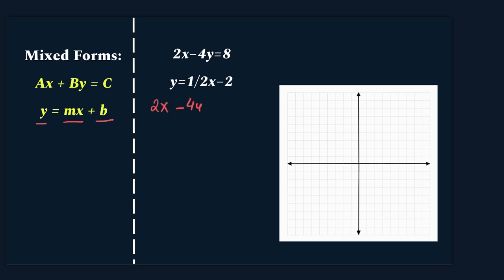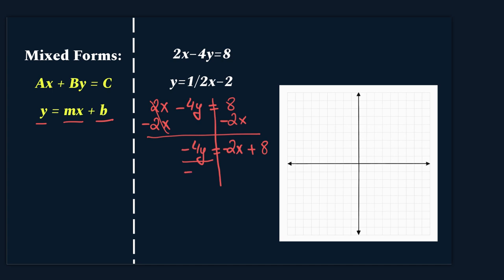2x minus 4y equals 8. So we're going to subtract 2x from both sides. Okay, negative 4y equals negative 2x plus 8. Some of you may think, why didn't I divide 8 by negative 2x? This is a very common error because 8 doesn't have any x, so I cannot divide those two. They're not like terms. Okay, so we're going to divide both sides by negative 4, and we're doing this because we still are solving for y.